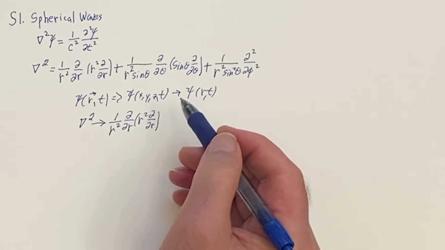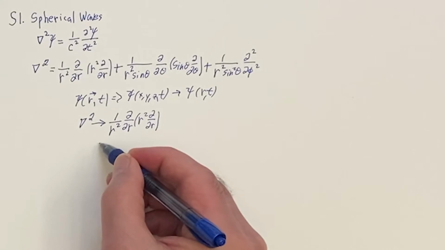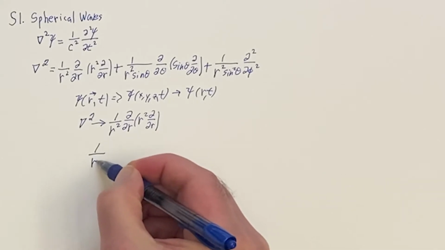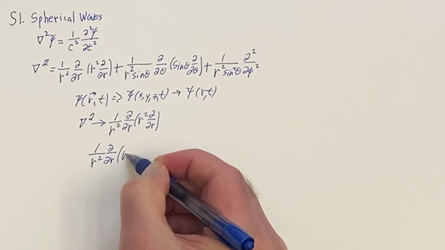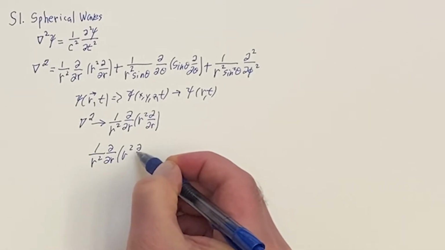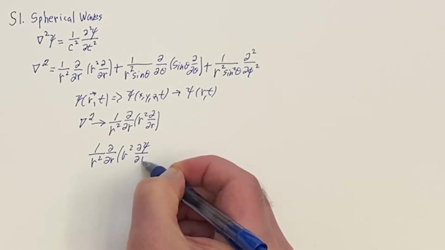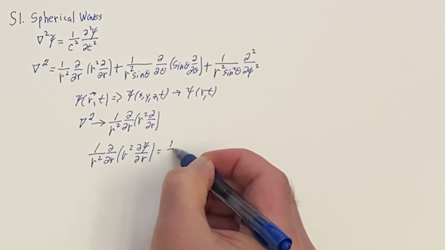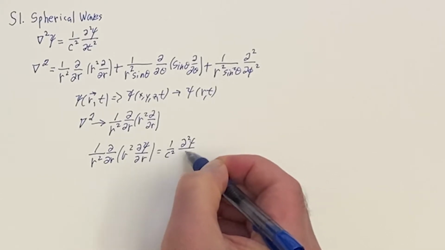So what we're going to do now is try to solve this equation. Let me go ahead and write down everything here: 1 over r squared, partial with respect to r, r squared, partial with respect to r, and we can put the psi in there, is 1 over c squared, second derivative with respect to time.